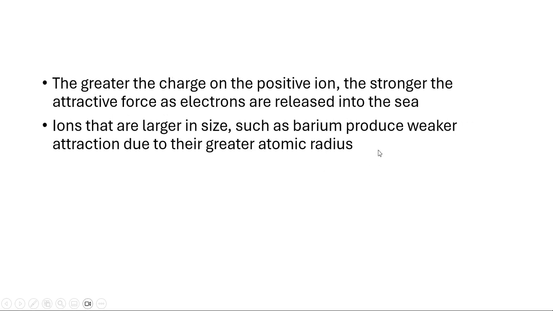So the greater the charge on the positive ion, the stronger the attractive force, as more electrons are released into the sea. If the ion has a higher charge, like a 2+ ion, that means it released two electrons, whereas a 1+ ion only released one electron. So if it releases more electrons and the charge is higher, there's going to be a bigger discrepancy, from 2+ to 2-. That's going to create a much stronger attraction compared to 1+ and 1-.